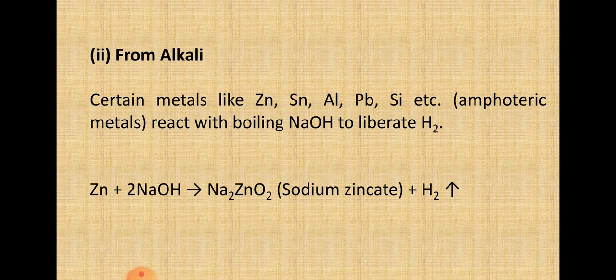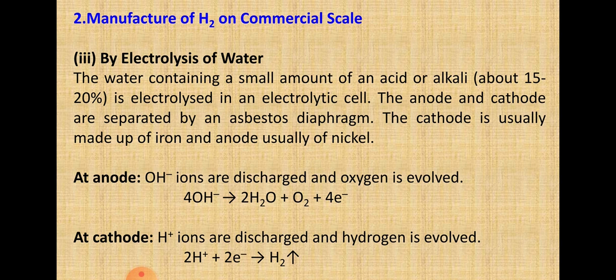Now see how we can prepare hydrogen from alkalis. Certain metals like zinc, tin, aluminium, lead, silicon, etc. are all amphoteric metals. They react with boiling sodium hydroxide to liberate hydrogen. The reaction is given here. When zinc reacts with sodium hydroxide, sodium zincate is formed and hydrogen gas evolves. Now let's see how we can prepare dihydrogen on commercial scale.